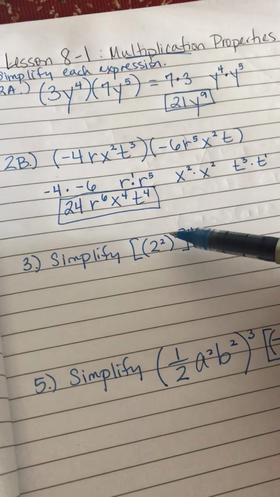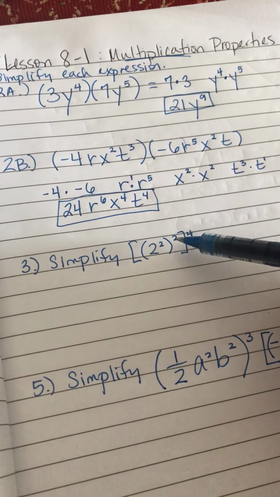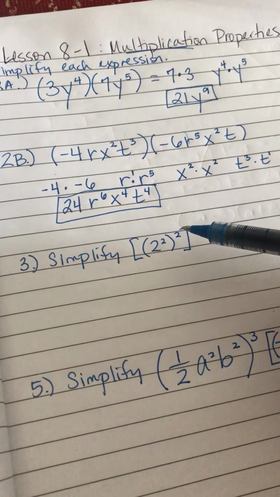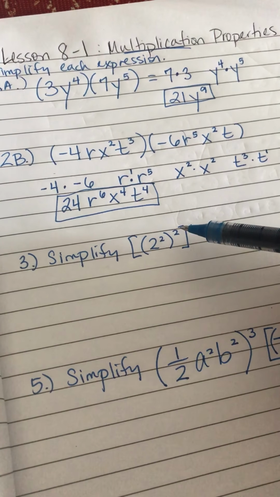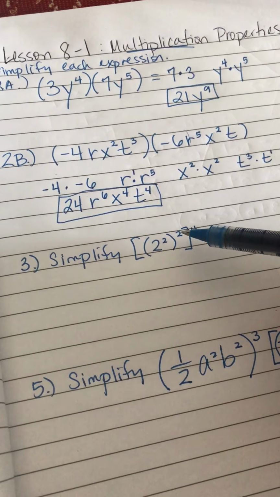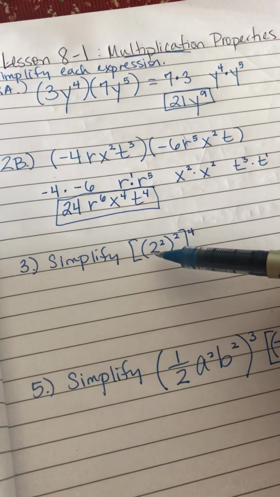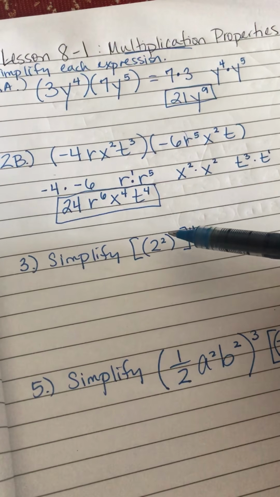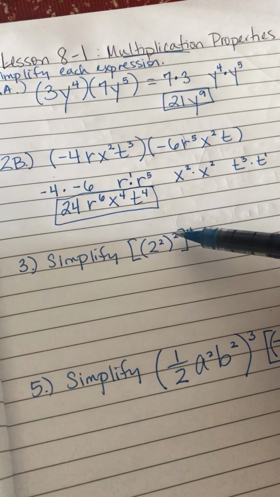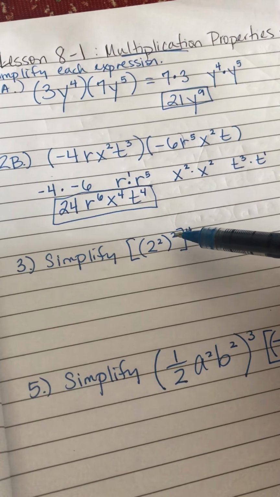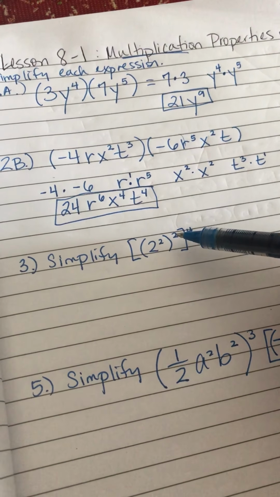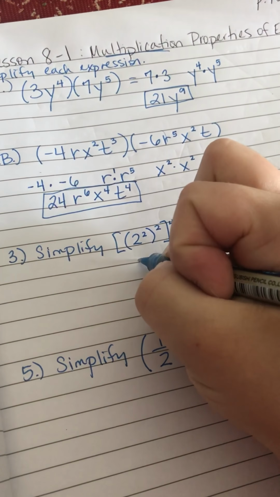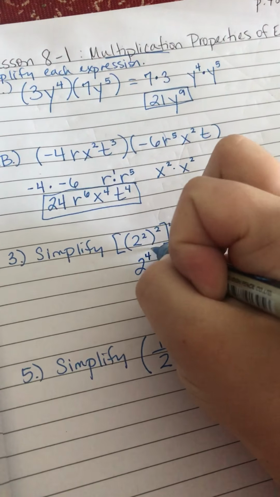Okay, number 3 says simplify this one. This one has parentheses outside of the exponent. And when you have parentheses outside of the exponent, you're going to multiply the exponents. The base here is 2, so I'm not going to mess with the 2. It's going to stay a 2. But the 2 and the 2 here are exponents, so I will multiply them. 2 multiplied by 2 gives me 4. So I would have 2 to the 4th.